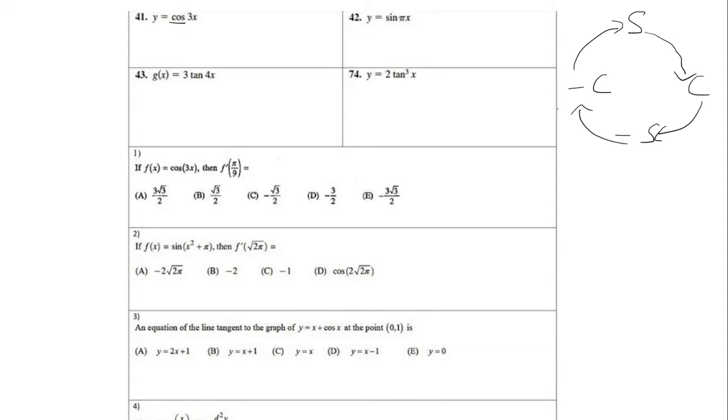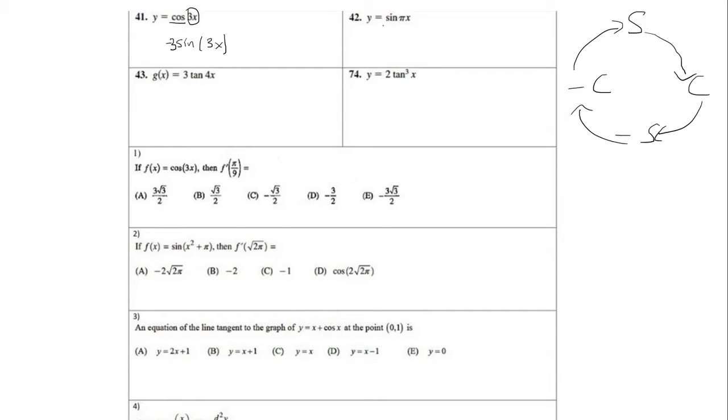All right, so the derivative of cosine is negative sine. For the chain rule, you always keep the inside the same, and then you want to multiply by the derivative of the inside. So the inside is 3x. The derivative of 3x is 3, so we'll put that in front.